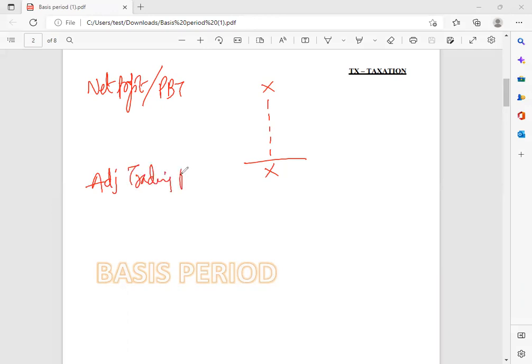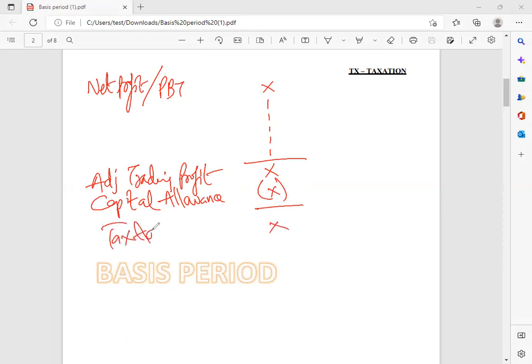trading profit. After getting adjusted trading profit, we have capital allowance. After deducting capital allowance, the answer is known as tax adjusted trading profit. Right or wrong?